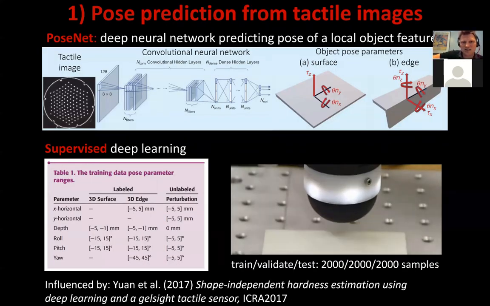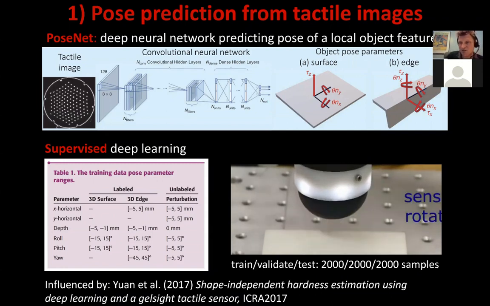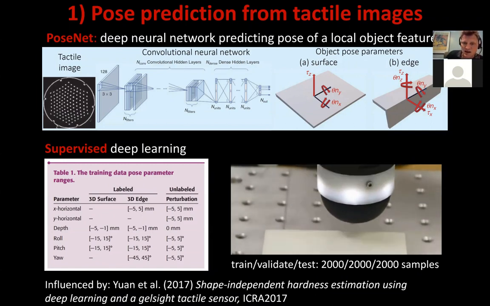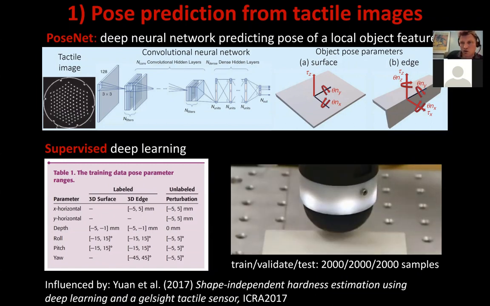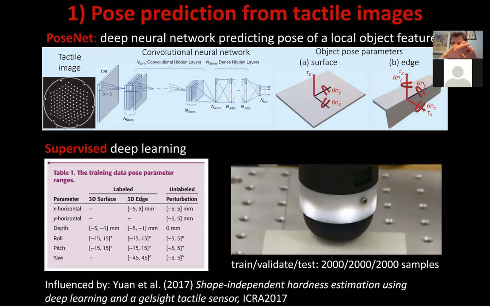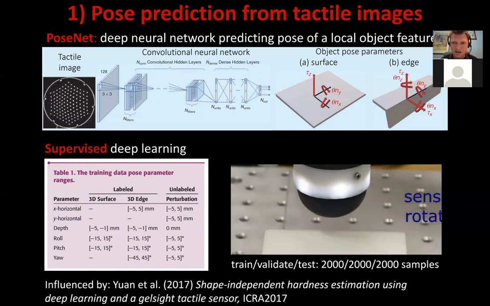Okay, so pose prediction with tactile images. The idea here is to use a PoseNet, a deep neural network which takes as input the tactile image and as output the pose parameters for the object, or for the part of the object that's being contacted. In this case, we considered two types of local object feature. One is servo control over a surface, predicting the pose of a surface relative to the sensor, and the other is predicting the pose of an edge relative to the sensor.